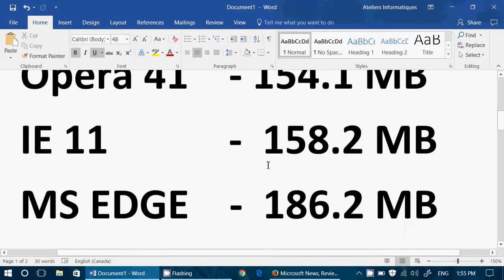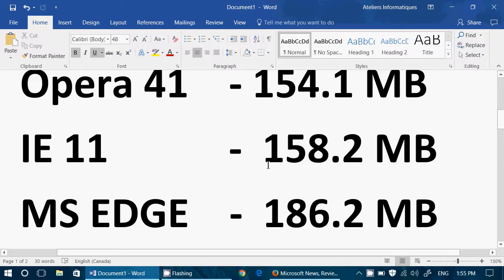Then in third position, Microsoft Edge at 186.2 megabytes, and this one is pretty much a real third place. Never did Internet Explorer 11 move high enough to go higher than Microsoft Edge, and Microsoft Edge never got below about 170 megabytes. So it holds on pretty much to its third position of using RAM.